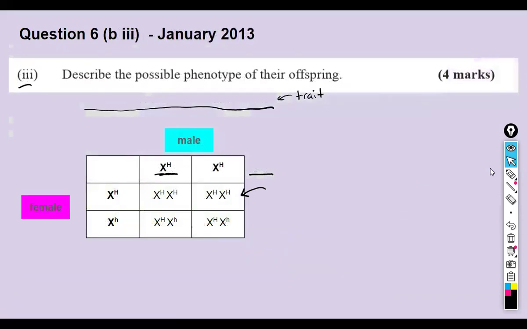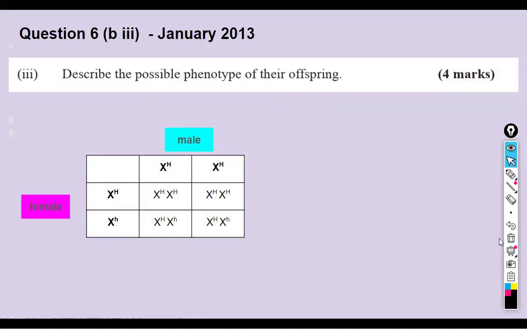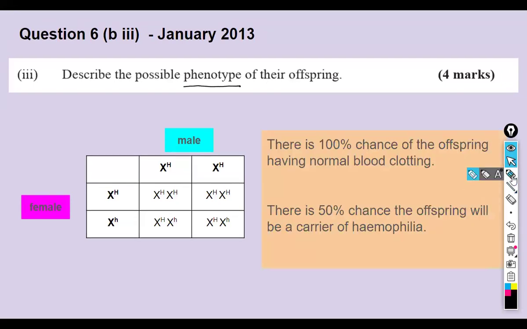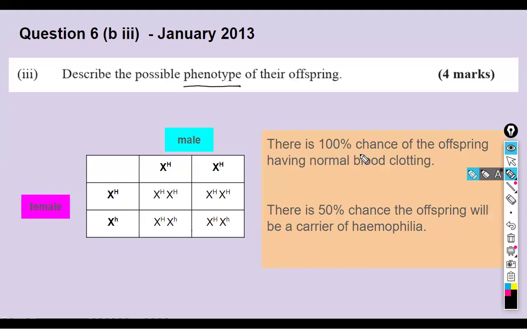Right. Now the question is continuing. So this is the same Punnett square from the last slide. And I wanted to describe the phenotypes. Remember, the phenotype is what will happen if you have a particular set of genotypes. So let's see, well, pause the video and see if you can figure it out. But tell me if this makes sense. There's a 100% chance of the offspring having normal blood clotting. I can prove that. In all of these, there's at least one dominant gene.